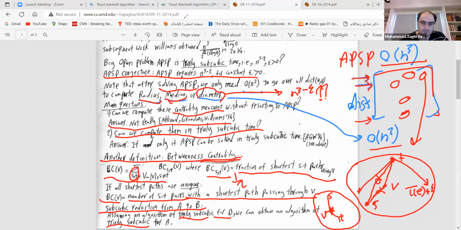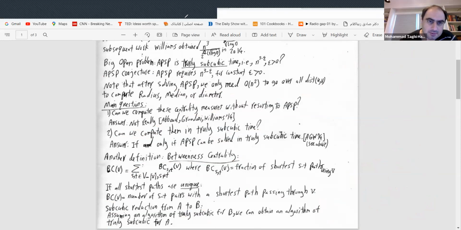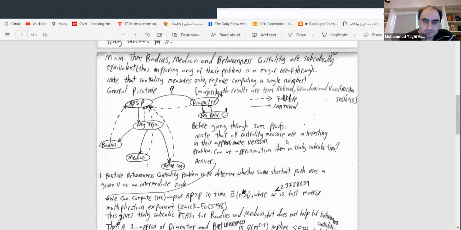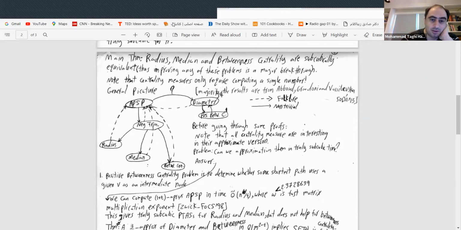Okay. So we talk about these things. Now let's go to the next page. So this is the current state of the art that we have.